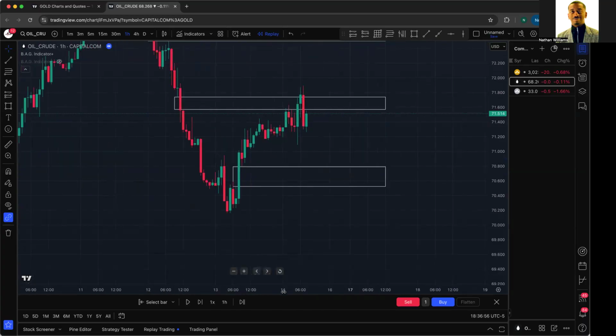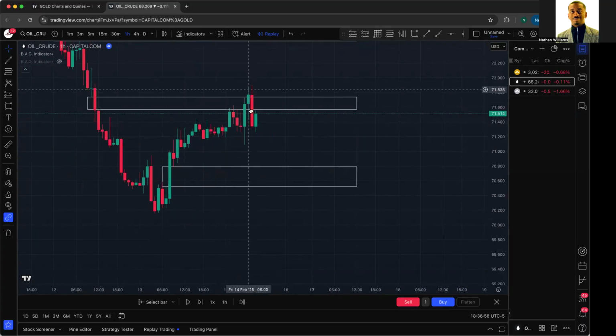Now, first thing first, at this fair value gap, the candle that closed above it, we already had a change in the state of delivery. We already closed below that one-hour candle there. That signifies we had a change in the state of delivery on the one-hour time frame at a one-hour bearish fair value gap.